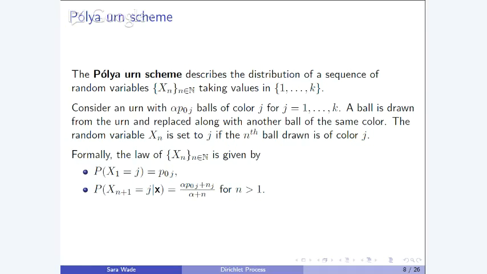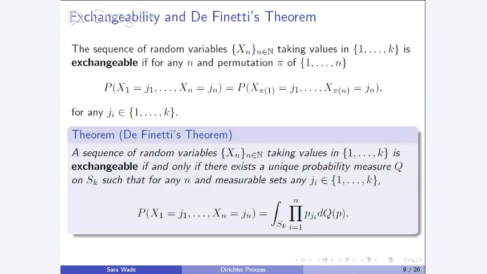Okay, and this only depends on these counts here. It doesn't depend on the order in which I observe the variables. So it's exchangeable. So from de Finetti's theorem, we know that this holds here. So we know that this is equal to the integral, so that's what de Finetti's theorem tells us, and this just gives the moments of the Dirichlet distribution, so we know that Q must be the Dirichlet distribution.